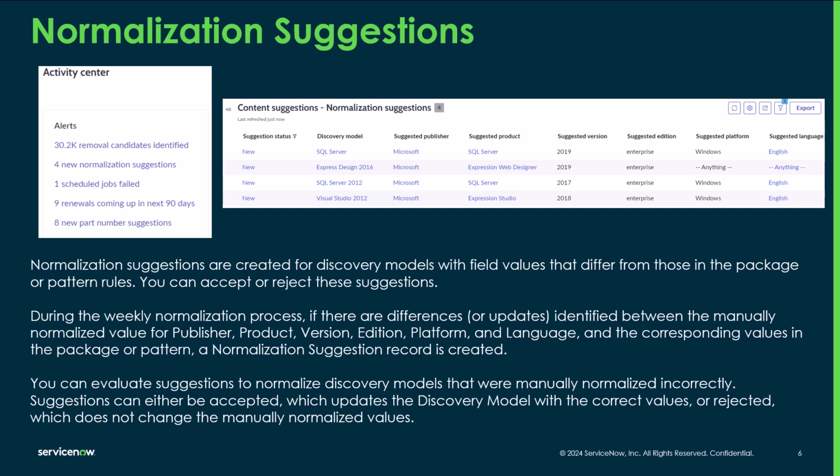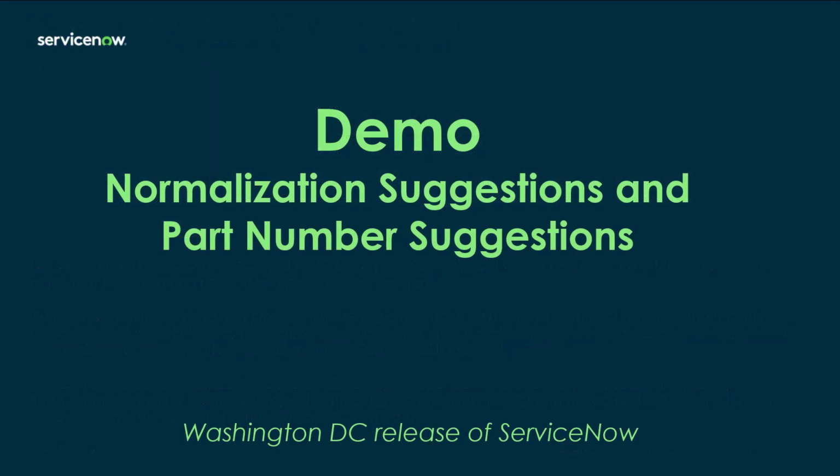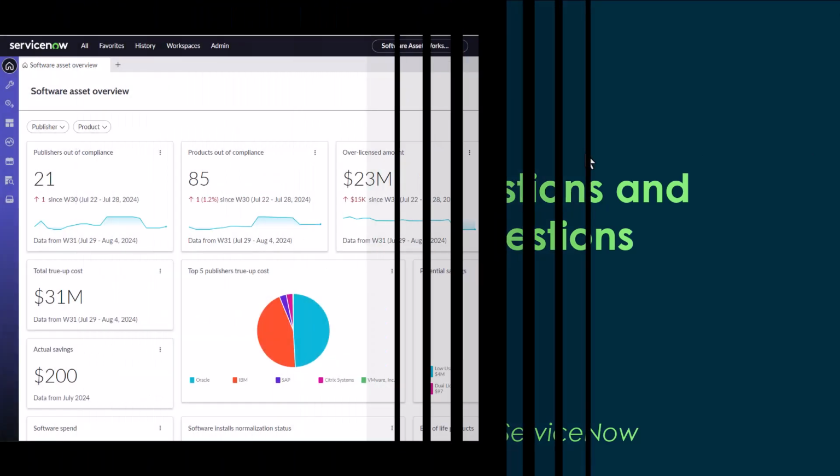So again, make sure you opt into that content service so all your manually normalized discovery models are uploaded for our team to review, to continue expanding our content library and have that come back down into your instance. That's a good thing. So now I'm going to jump into a demo and show you how to resolve these normalization suggestions and part number suggestions.